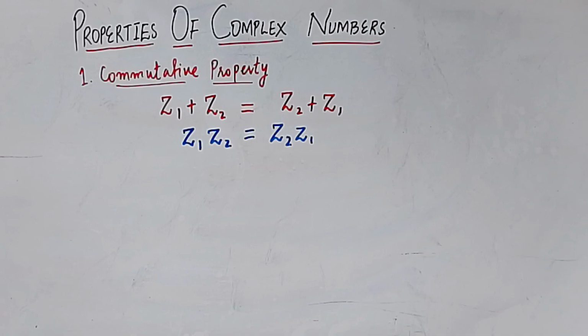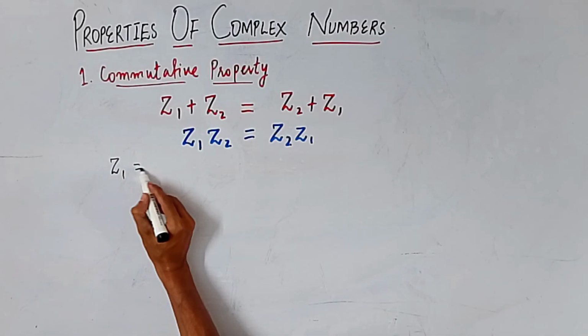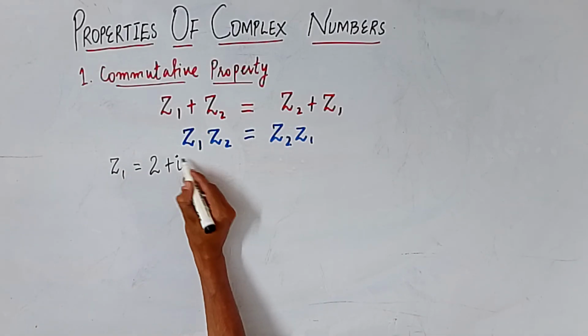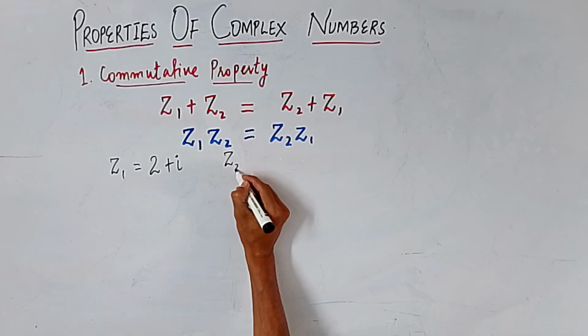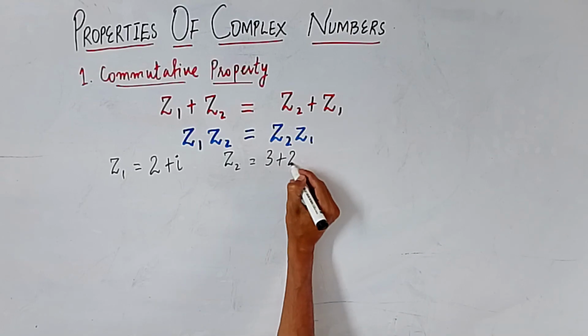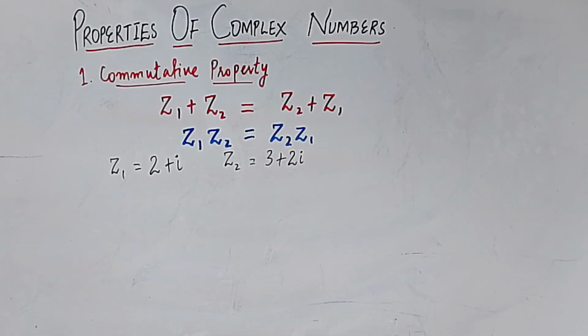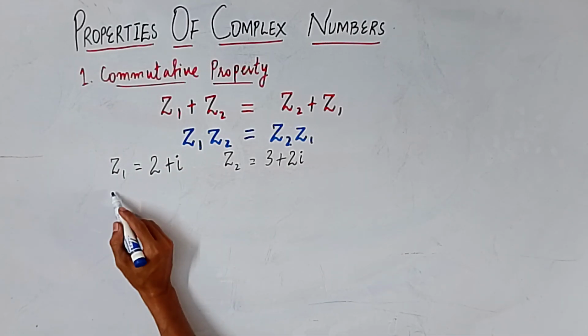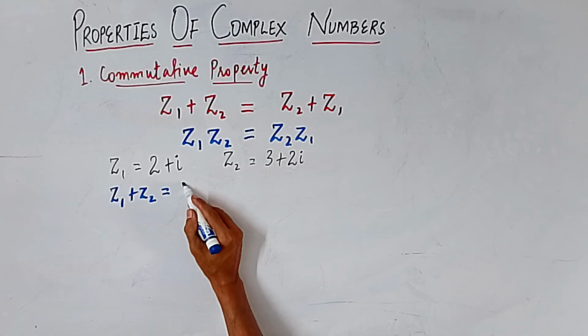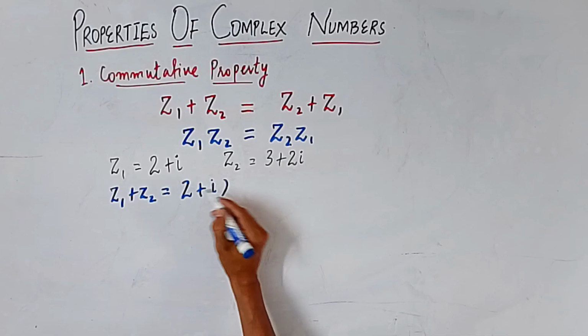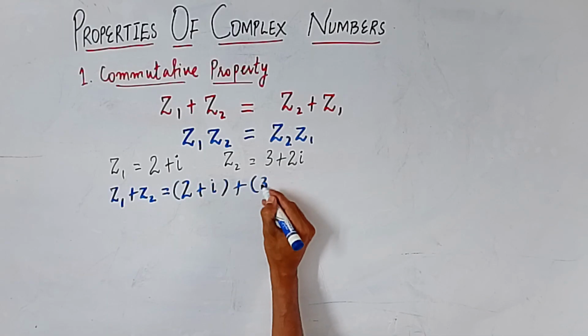So let's take an example first. We have two complex numbers. Let's say the first one is 2 plus iota and the second one is 3 plus 2 iota. When you add them, let's apply the commutative property of addition. So z1 plus z2, where z1 is 2 plus iota and z2 is 3 plus 2 iota.